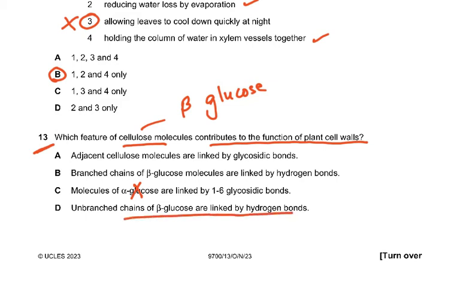Now you must remember which is branched and which is unbranched. Cellulose is not branched. So that is why the answer is D, which is the unbranched chains are linked together. So there's one chain, there's another chain, and then they are attached by hydrogen bonds. That gives cellulose the strength. Read this up if you're not clear about this.